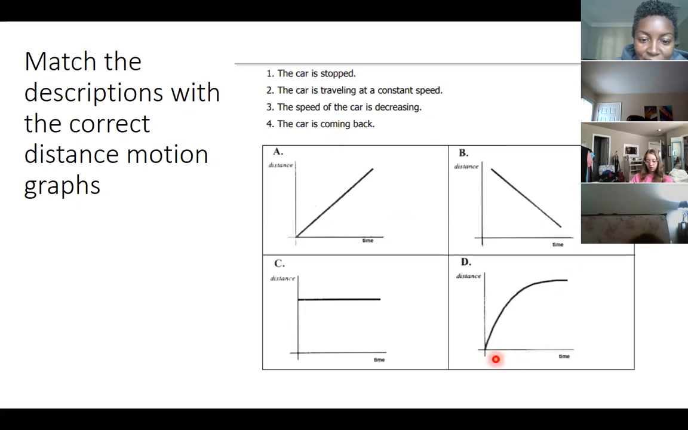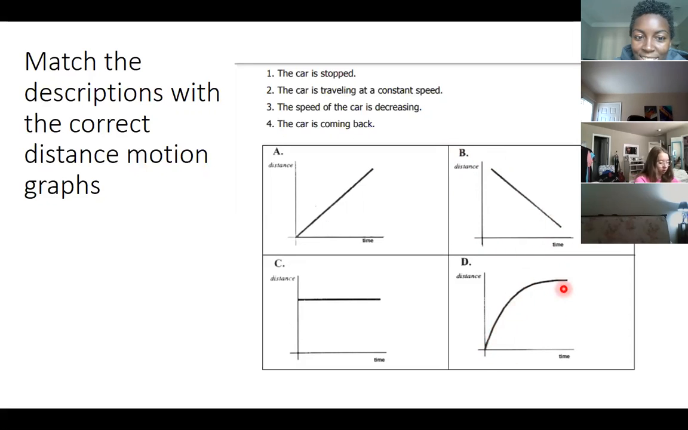That can be kind of tricky. So here, the speed of the car is increasing and then it kind of levels out. So it's not really decreasing. I would say, honestly, I could see this one being the speed of the car is decreasing for sure. And I could see this one as the car is coming back. So I would argue you could do either one of those.